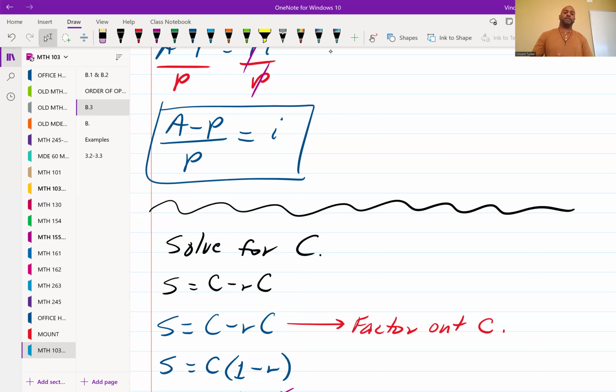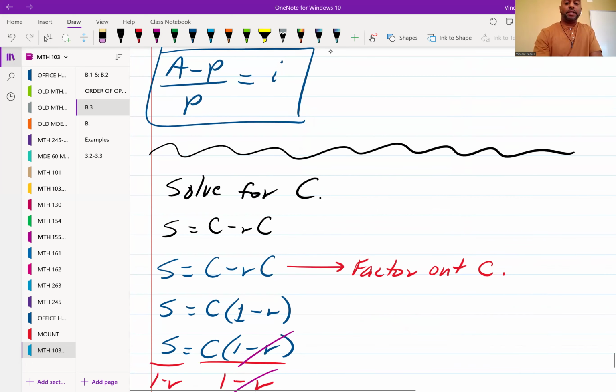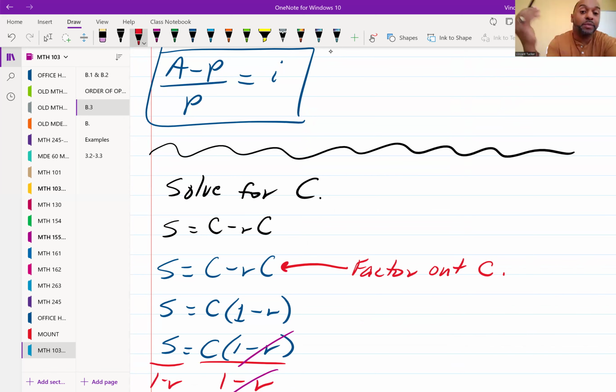So we have S equal to C minus RC. And our goal is to solve for C. So notice, though, in this scenario, we have C in more than one place. Well, we need C to be in one place. So it's going to call you to pull on your factoring skills a little bit. And so we want to factor out C. That means I'm going to pull C out of each term. So in this one, if I pull C out of that, all I'm left with is 1, because C times 1 is just C. And then here, if I have RC, if I pull C out of it, I'm left with the R. So if you don't remember factoring, then make sure you get with me.